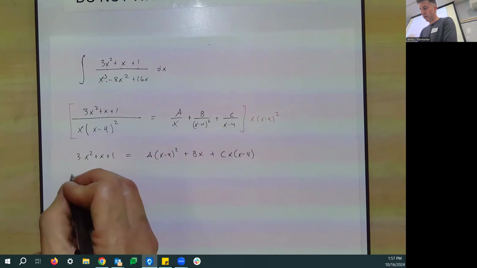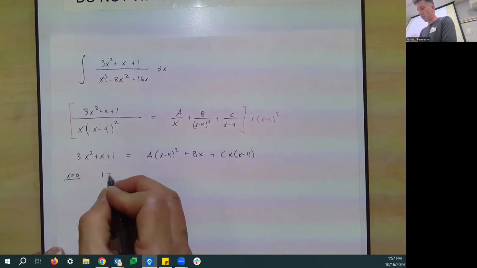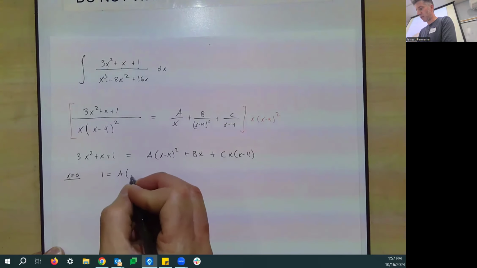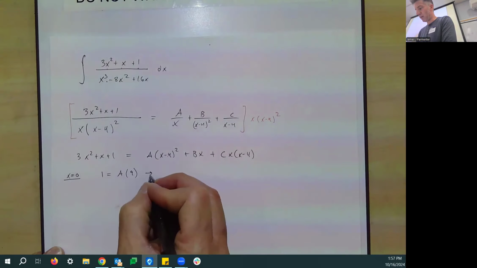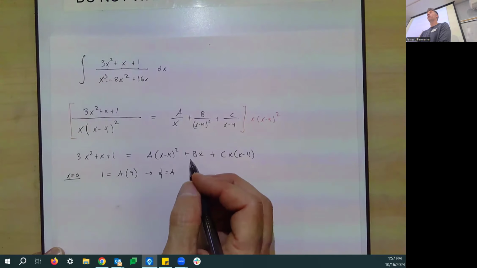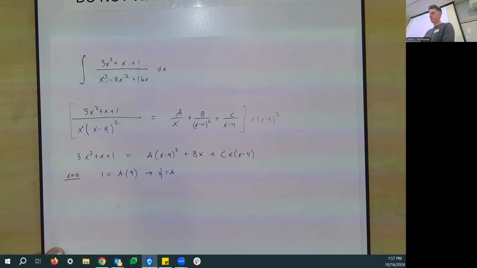Picking convenient values of x, pick x equal to 0. I get 0 plus 0 plus 1 equal to a times (0 minus 4) squared, which is negative 4 squared, which is 16. So 1/16 is equal to a. I didn't even look at the other ones. I knew they were going to be 0. When picking a convenient value, once one of them is not 0, everything else is 0, guaranteed.